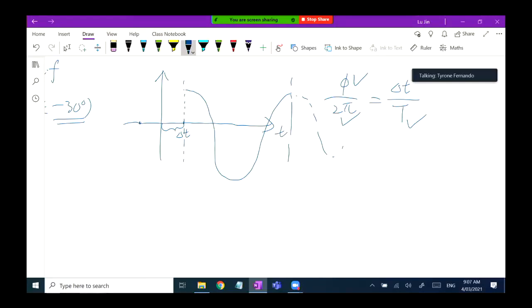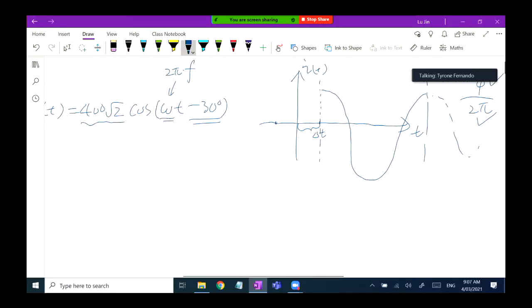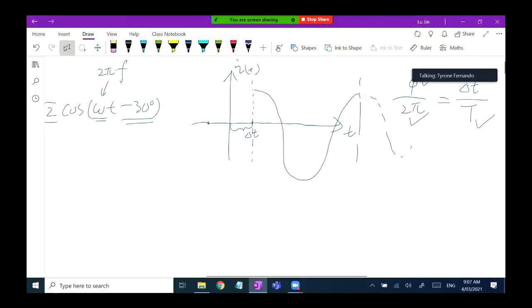On this time axis, this is our instantaneous current. The amplitude, 400 by square root of 2, is the maximum current that this instantaneous current can reach. So we put 400 by square root of 2 here. At the bottom, of course, you have negative 400 by square root 2. Okay, this is everything we have.